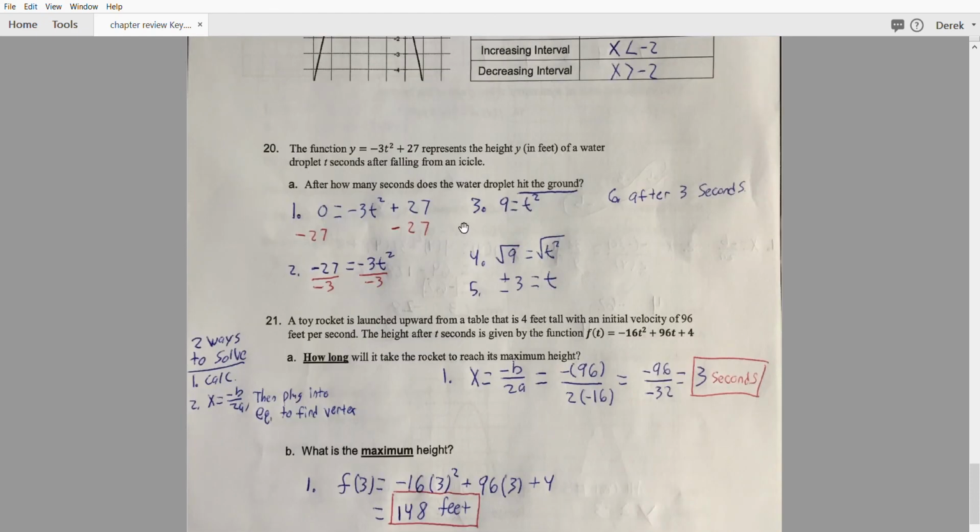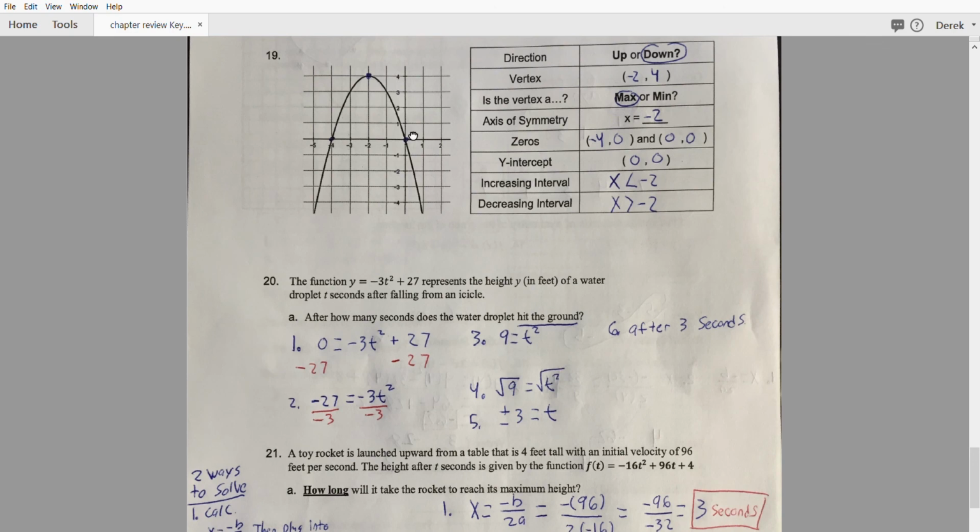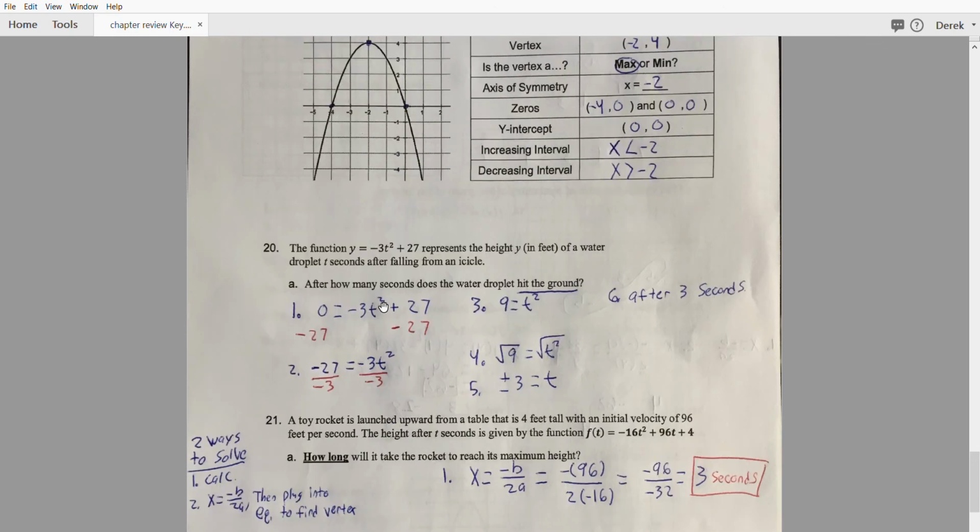All right, how we doing? Almost done. So we're on to number 20 here. So the question says the function y equals -3t squared plus 27 represents the height y in feet of a water droplet t seconds after falling from an icicle. It asks, after how many seconds does the water droplet hit the ground? So essentially, if you're looking at a graph right up here, our ground is always going to be when y equals 0. So you can picture that as the ground. So we're asking, okay, when will this function equal 0? So when will the y value equal 0?